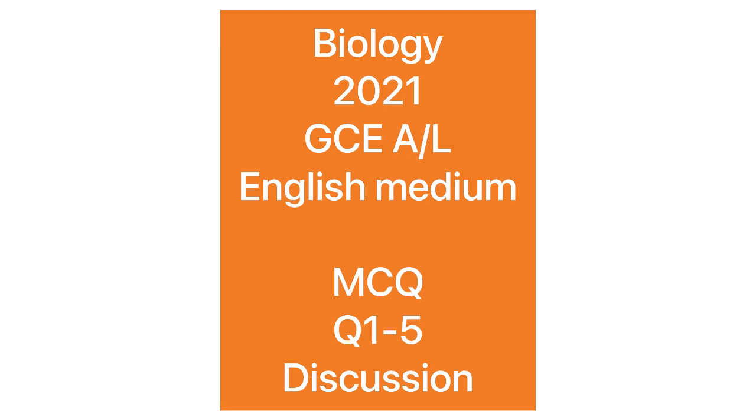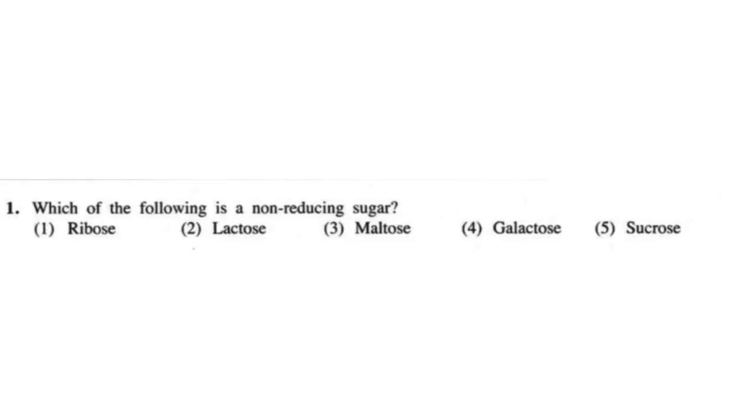In this lesson, we will discuss questions number 1 to 5 of the 2021 GCE A Level Biology paper in English medium. So question 1: which of the following is a non-reducing sugar? Ribose, lactose, maltose, galactose, sucrose.